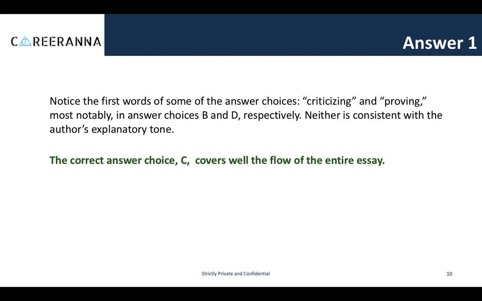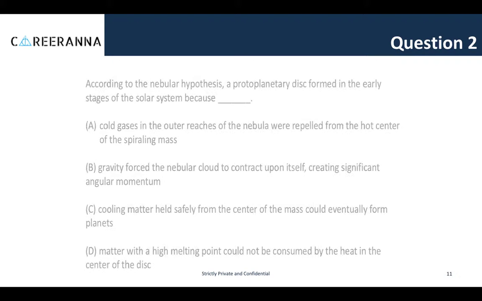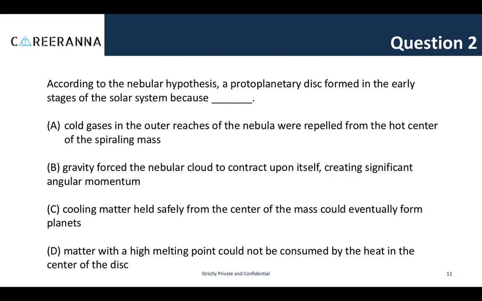However, it was very easy in the passage to identify the purpose, which we did pretty early when we were talking about the 5 things I need to understand in a technical passage. If I could do that, I could very easily mark the answer of this question, which is option C, because C is the only option which covers the flow of the entire essay. Moving to question number 2. According to the nebular hypothesis, a protoplanetary disk formed in the early stages of the solar system because... You can go back to the passage, read the part which talks about the nebular hypothesis, and come back to this question with your answer.